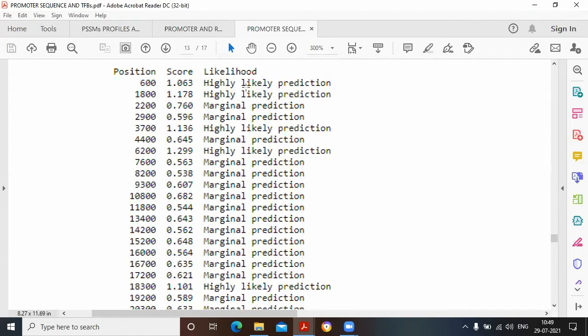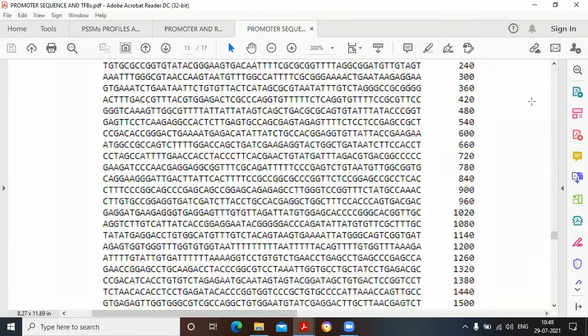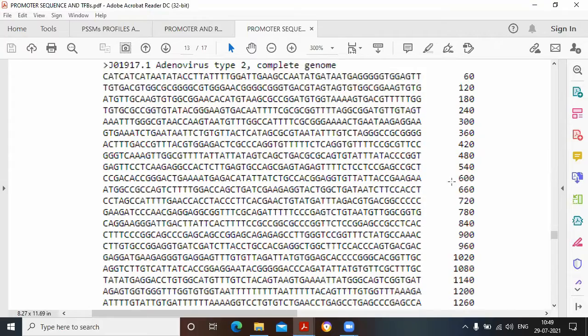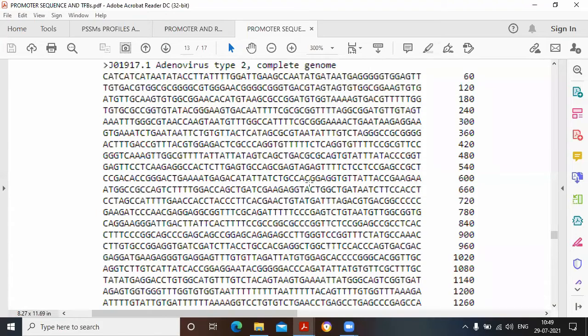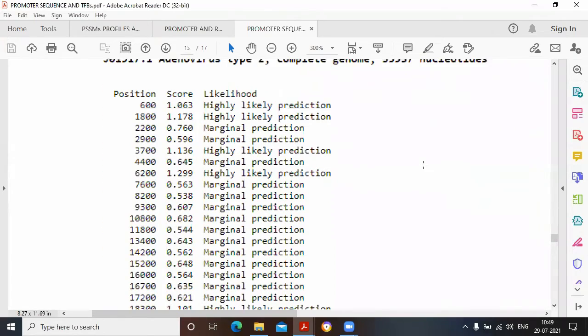At 600 it is mentioned highly likely prediction. At 1800, that particular position's score is 1.178, highly likely prediction. If you want to analyze which sequence is present at position 600, just go back here. You can see this is the 600. In the 600, the first alphabet is the A, and then you come to the next line, AATGGC. Once again this is a conserved sequence, the promoter sequence, and that's why the software identified it as a highly likely prediction with respect to this score.